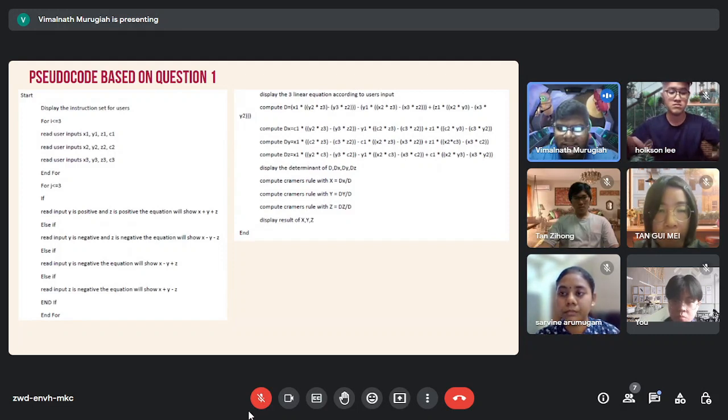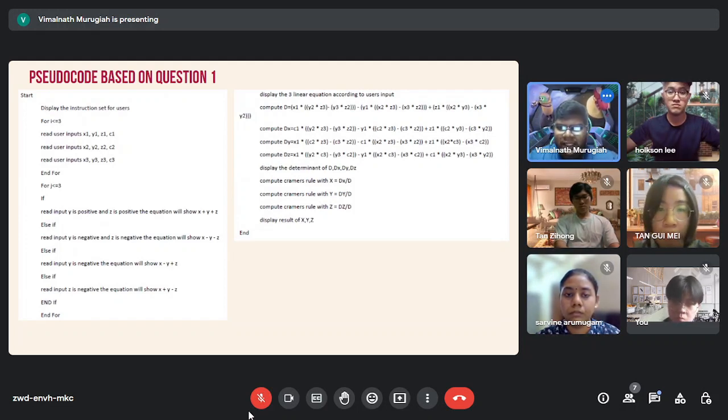And lastly, for determinant z, the equation will be x1 times in bracket y2 times c3 minus y3 times c2 in bracket, minus y1 times in bracket x2 times c3 minus x3 times c2 in bracket, plus c1 times in bracket x2 times y3 minus x3 times y2. So it will display the determinants of d, dx, dy, and dz.